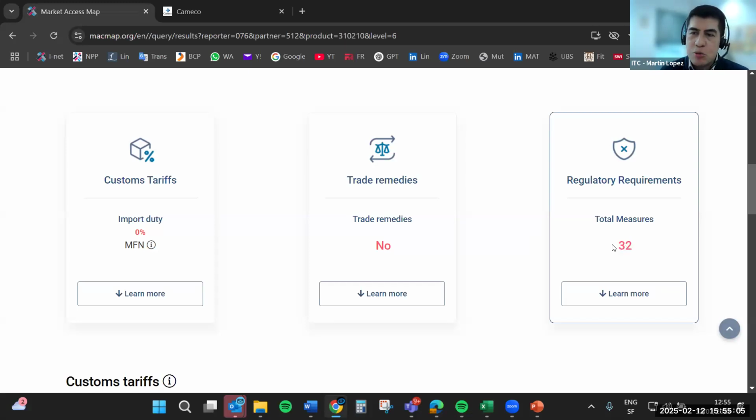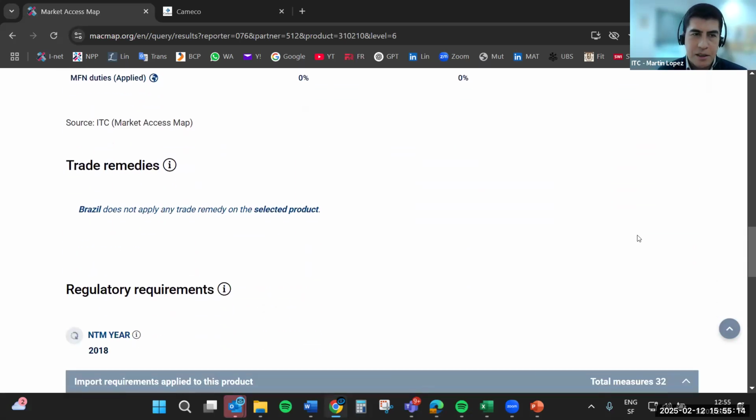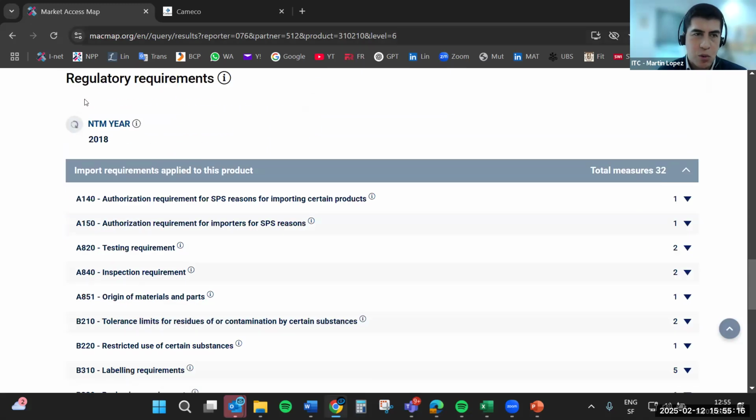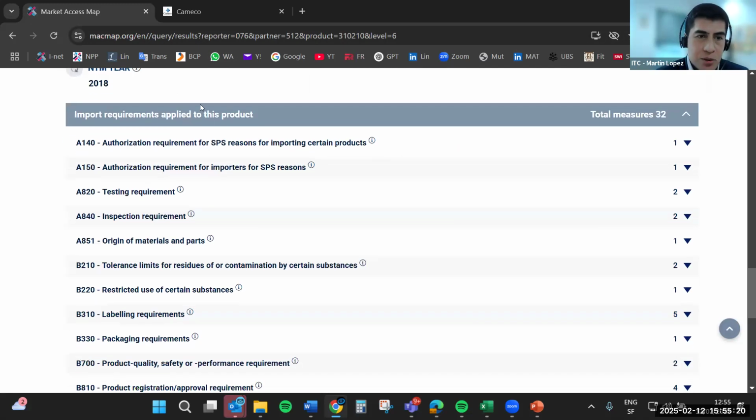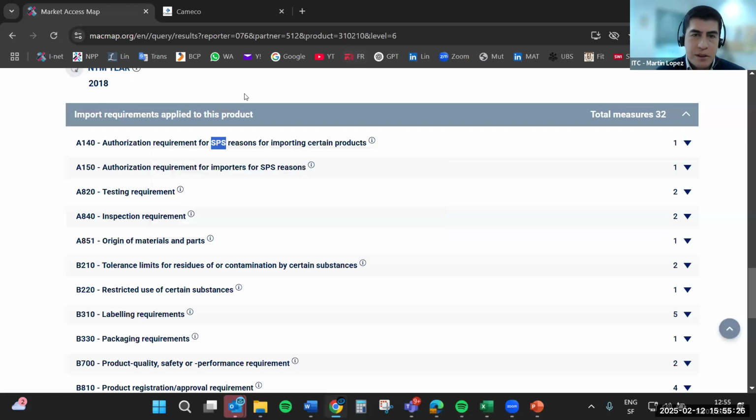So there are 32 measures that need to be followed in order to be granted access to the Brazilian market. So what are those regulatory requirements? Well, these are those 32 measures. It has to do with SPS requirements, remember, sanitary and phytosanitary aspects.